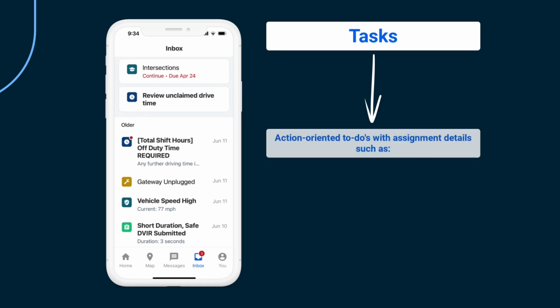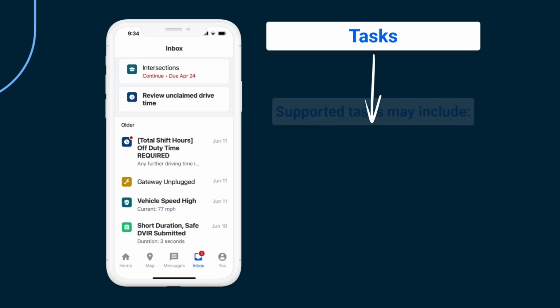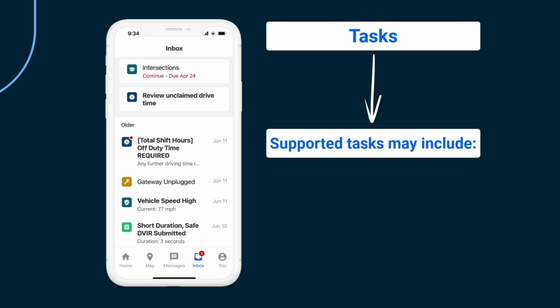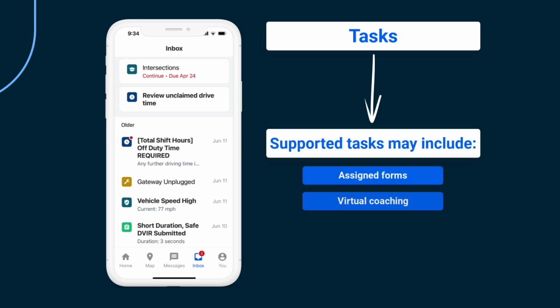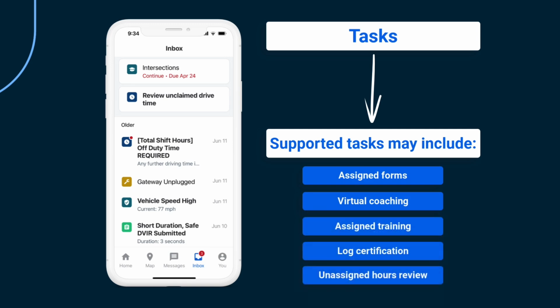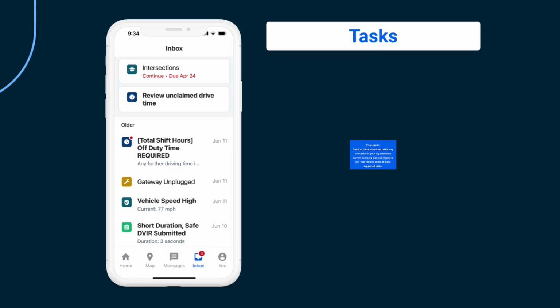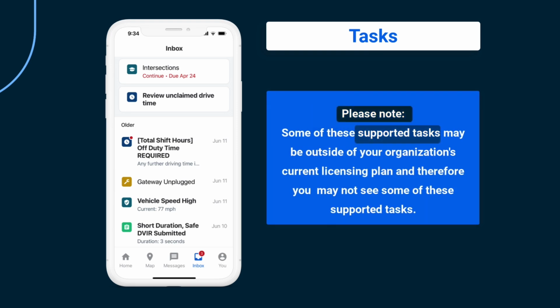Once you click on Inbox, you will find your Inbox actions, which consist of tasks and notifications. Tasks are action-oriented to-dos with assignment details, such as due date, assignee, and status. Supported tasks may include assigned forms, virtual coaching, assigned training, log certification, and unassigned hours review. Please note, some of these supported tasks may be outside of your organization's current licensing plan, and therefore you may not see some of these supported tasks.